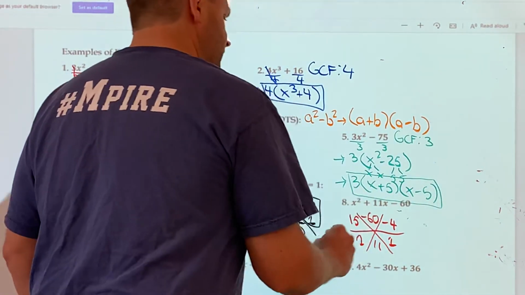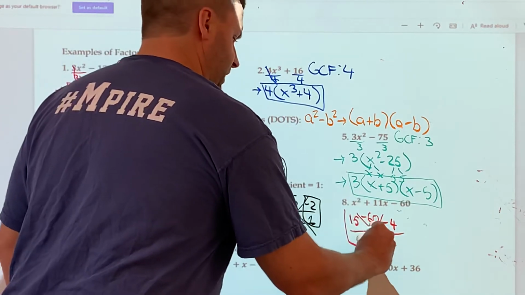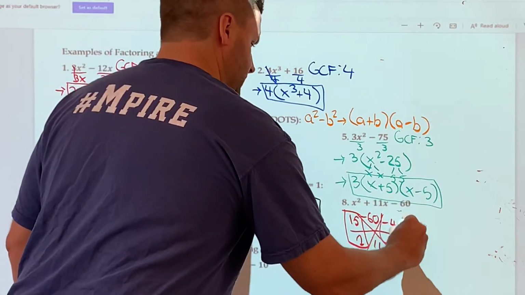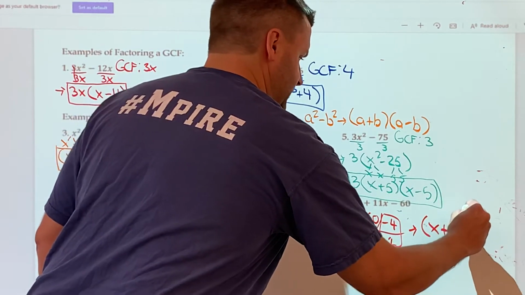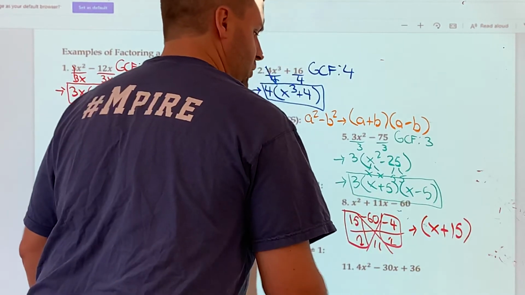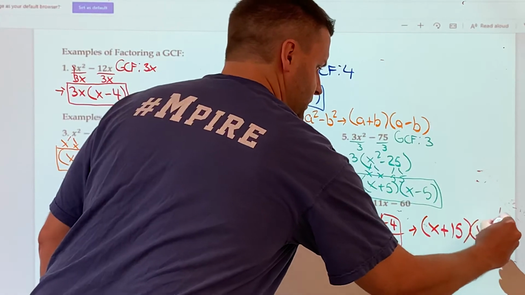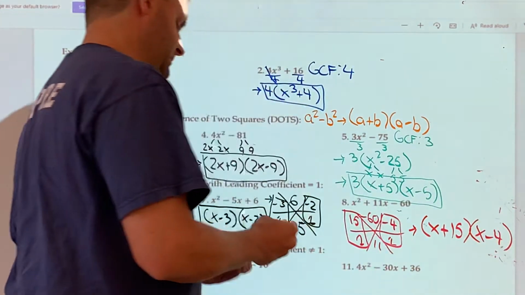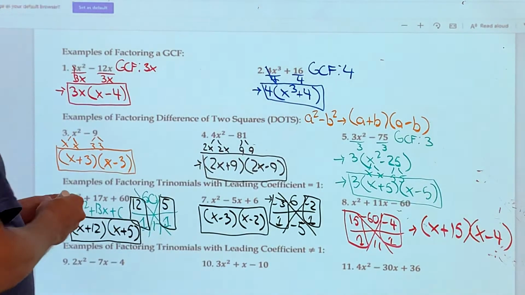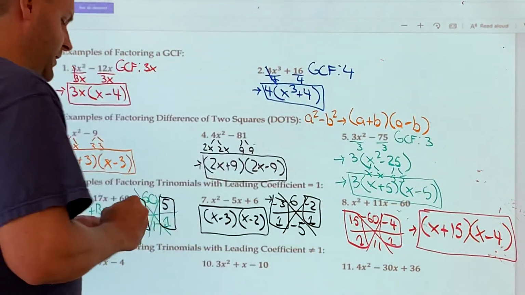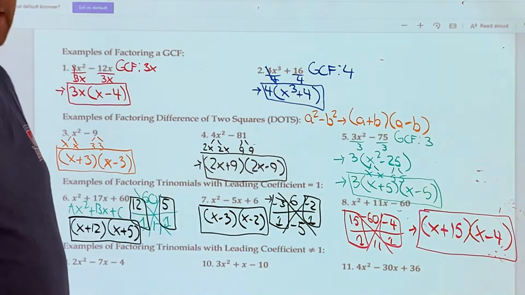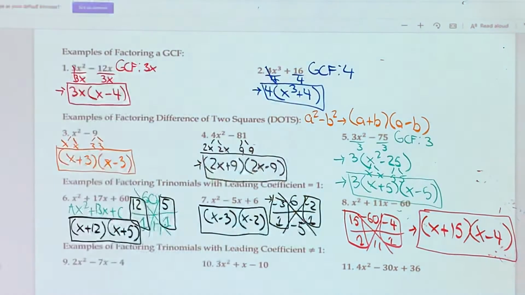Now that we've got our star figured out, just look at the fractions. What is 15 over 1? 15, so you get x plus 15. What is negative 4 over 1? x minus 4. And there you go, that is ours factored out. All right, and that is the star method with a leading coefficient of 1.